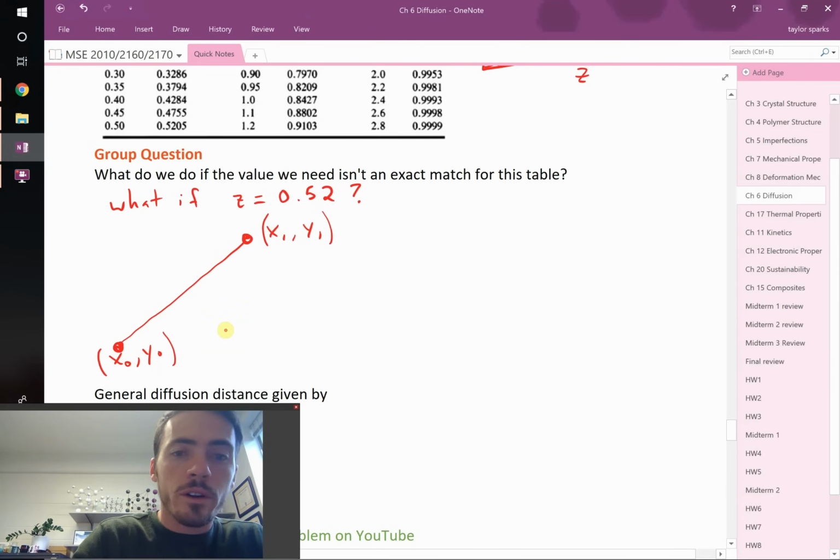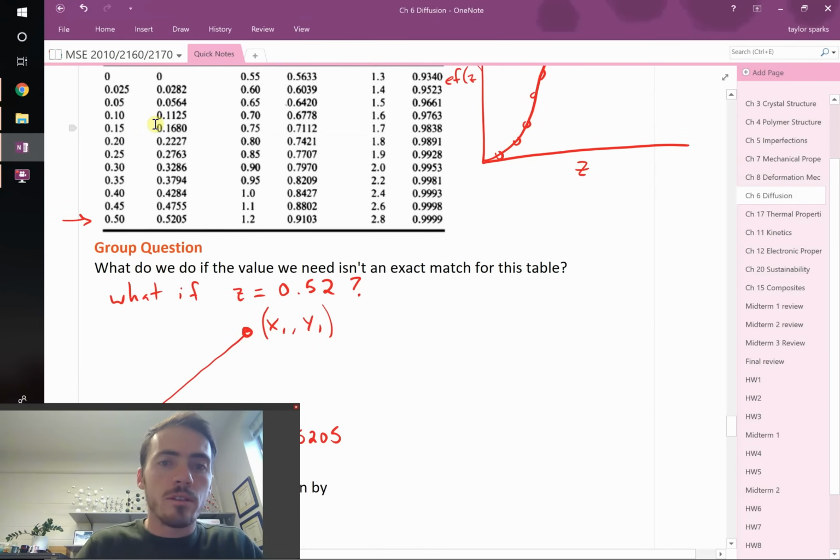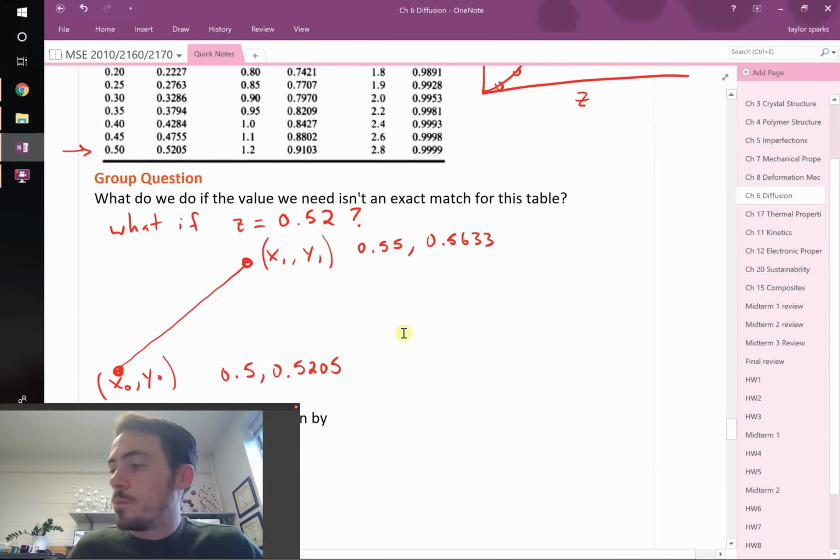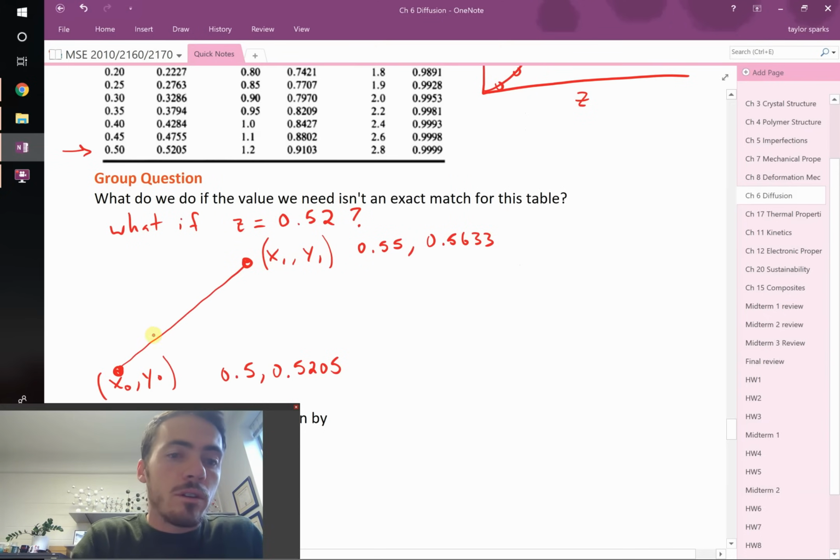Or in our case, this would be something like 0.5 for z, and y would be 0.5205. I'm just reading from the table here. And then above that, we've got 0.55, and we've got 0.5633. Then we can go ahead and do a linear interpolation between these 2 points. And at any point along here, we can figure out what those values would be. So we'll call the points where we want to figure it out just x and y.